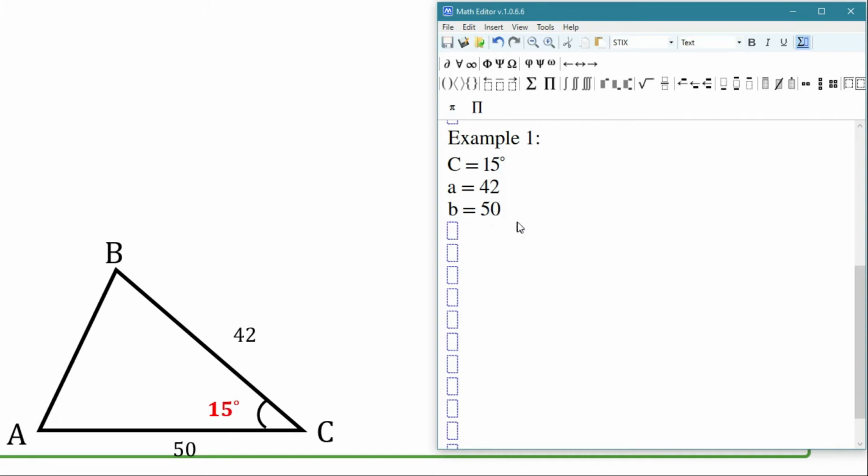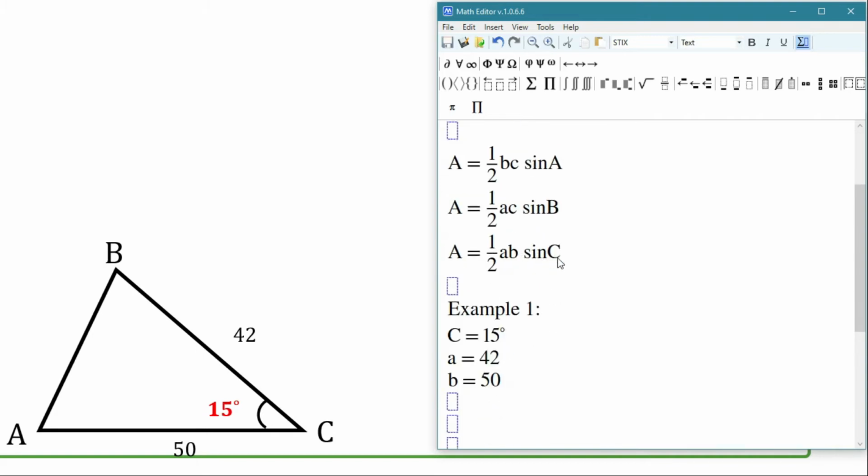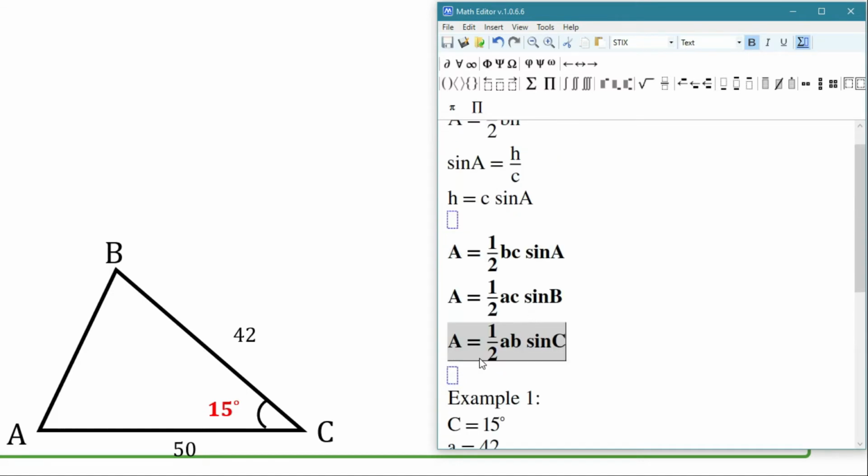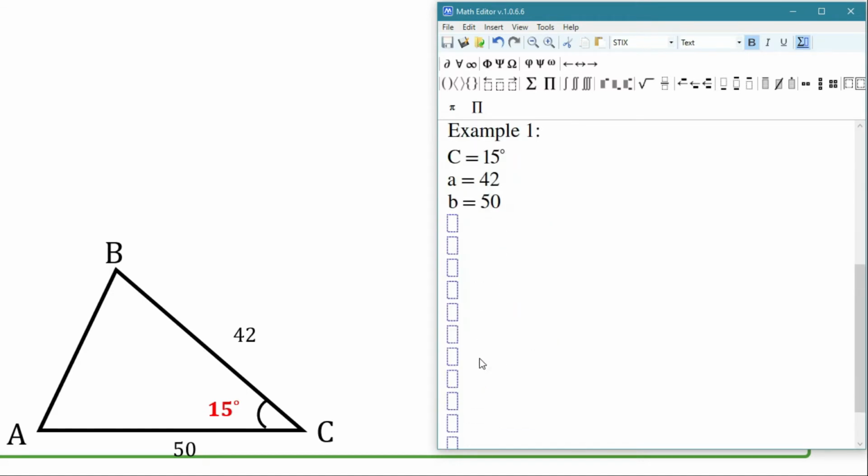Okay, so in this problem, what formula in getting the area of a triangle best fits the situation? Since we are given angle C, side A and side B, that's going to be the third formula. So that is area equals 1/2 times AB multiplied by the sine of C. And what we're going to do is just plug in the values to our formula.